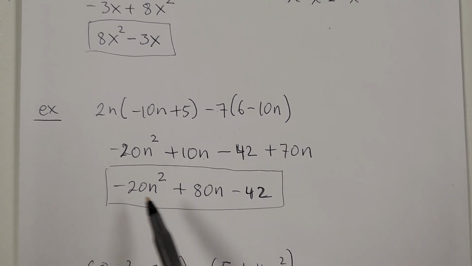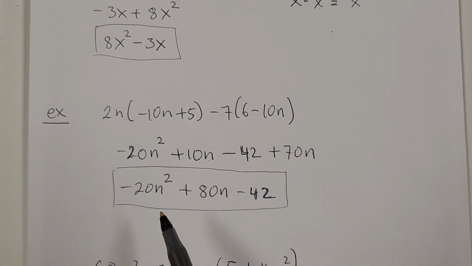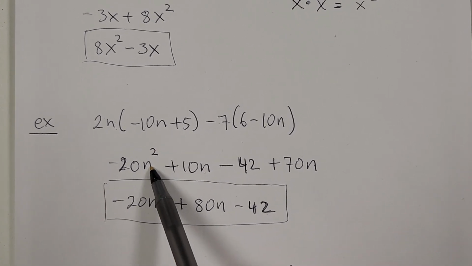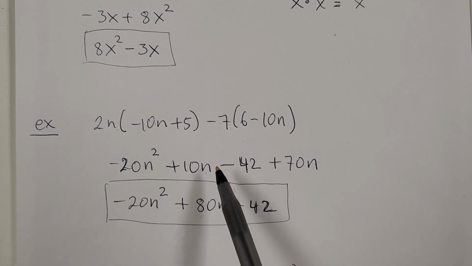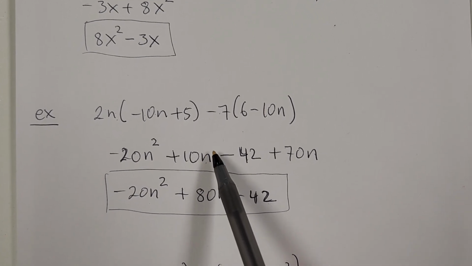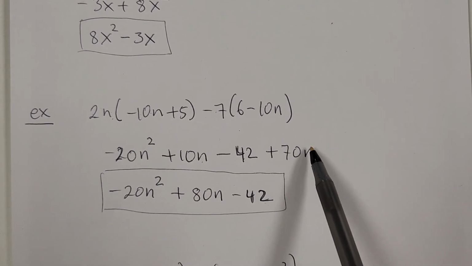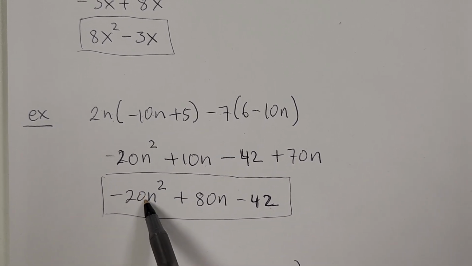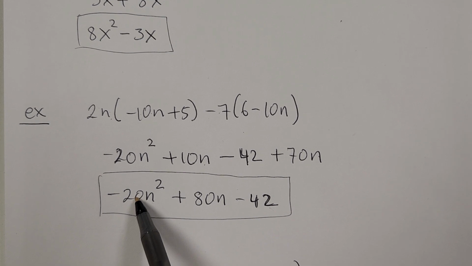Now combine like terms. Make sure they have the same letter and same power. Here I have n squared. However, I don't have another n squared here or here. So this is the only n squared, so leave it alone and just bring it down.